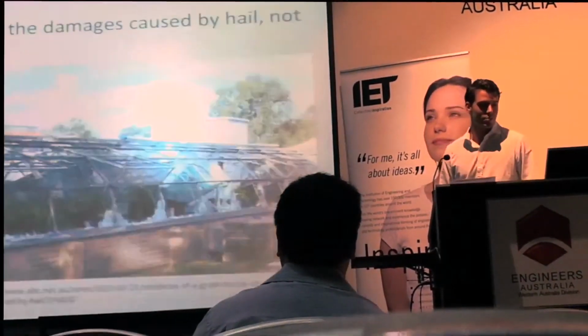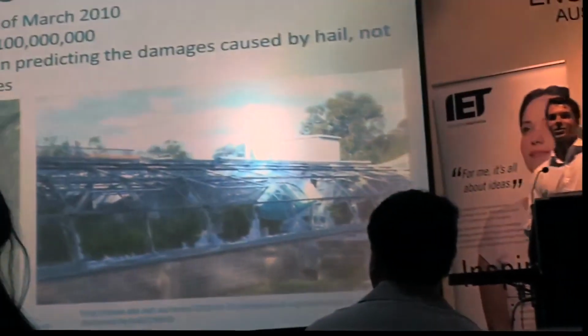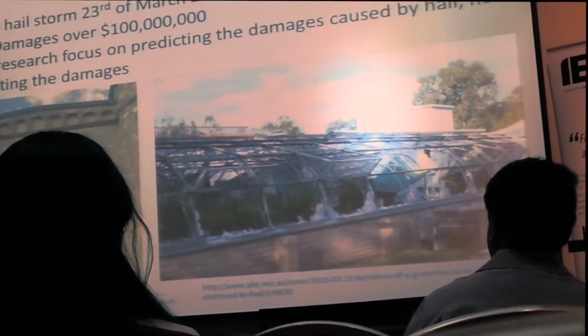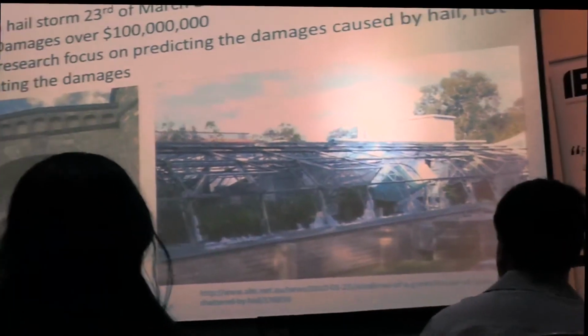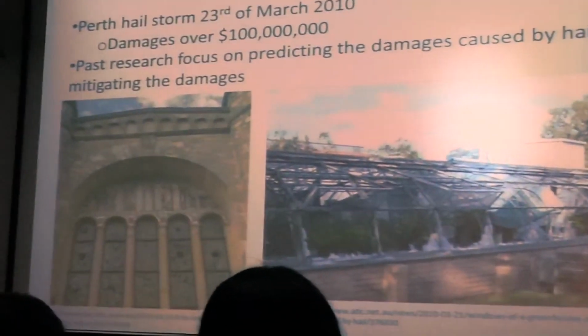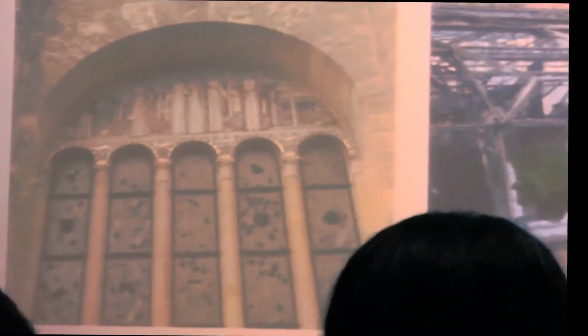Now, to ensure that this presentation wasn't entirely focused on Melbourne, I did a Google search and found a Perth hail event, again from 2010. This one did over $100 million worth of damage. Both these images are from the University of Western Australia, and it's pretty clear that a fair bit of damage has occurred.